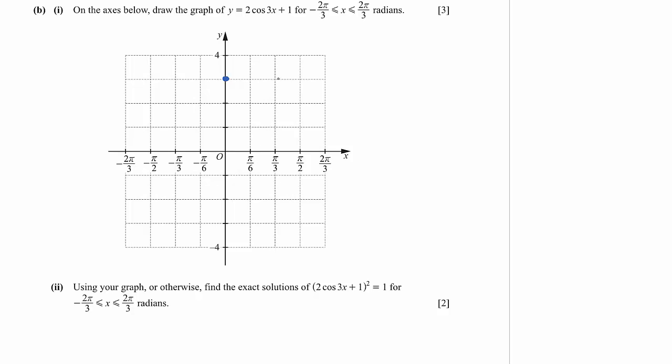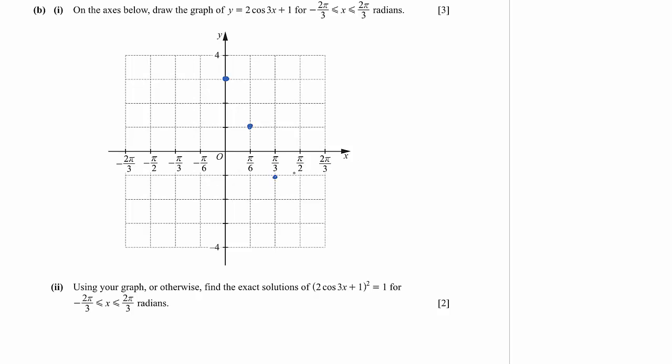At pi by 6, 3 pi by 6 is pi by 2. The cosine of pi by 2 is 0. Times that by 2, we've still got 0. Add 1 is 1. So pi by 6, 1. Then if we go to pi by 3, 3 pi by 3 is pi. So cosine of pi is -1, times 2, -2, add 1, -1.